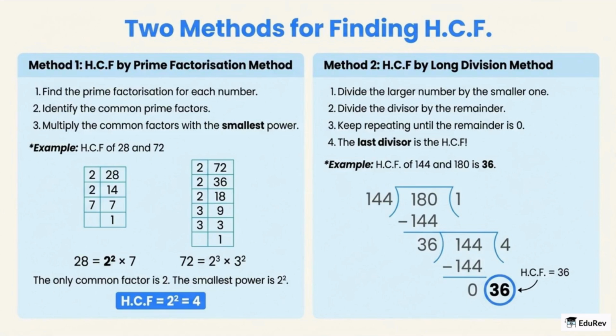The second method is the long division or Euclidean method. Divide the larger number by the smaller, then divide the divisor by the remainder and repeat until the remainder is 0. The last non-zero divisor is the HCF. For 144 and 180, that process gives HCF is equal to 36.